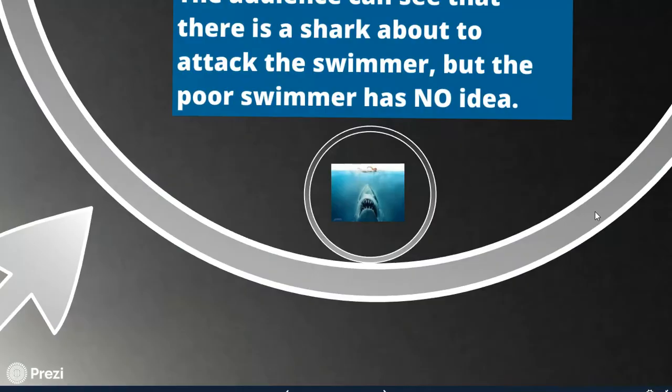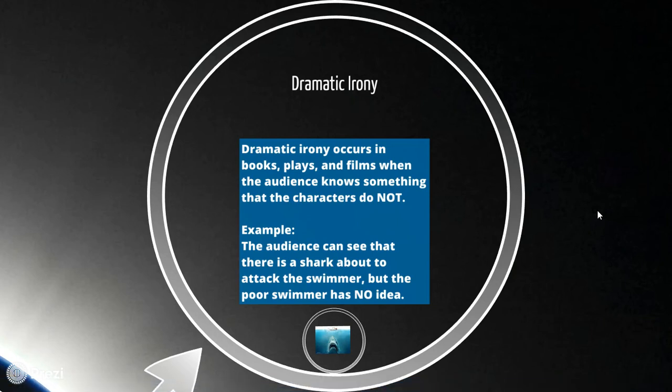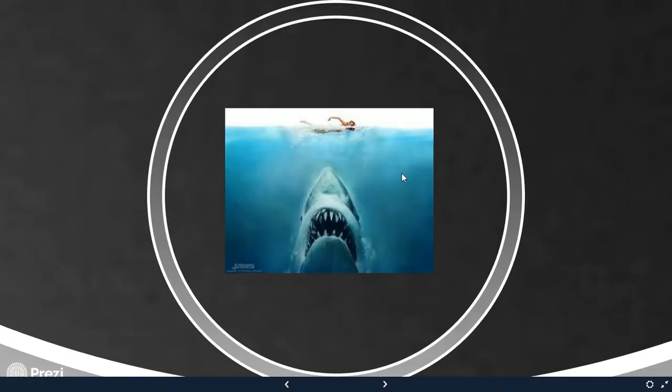And then finally, we have dramatic irony, and that's when this happens in books or plays or films, when the audience knows something that the characters do not. So us as the viewers, as the audience, as the readers, we know something that the characters are not aware of. So, for example, the audience can see that there's a shark about to attack the swimmer, but the poor swimmer has no idea. This is very prevalent in the movie Jaws.